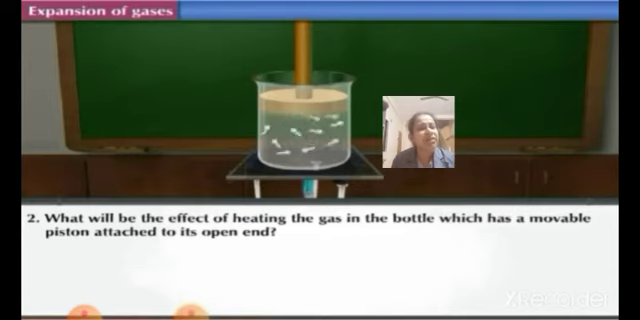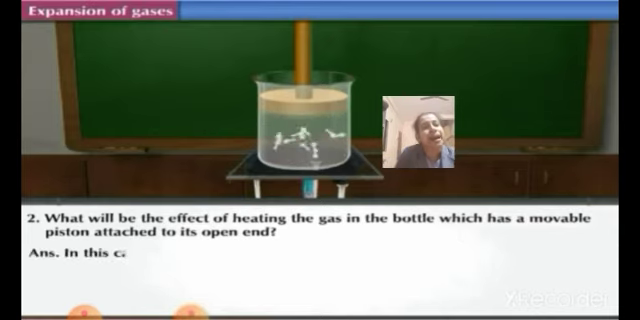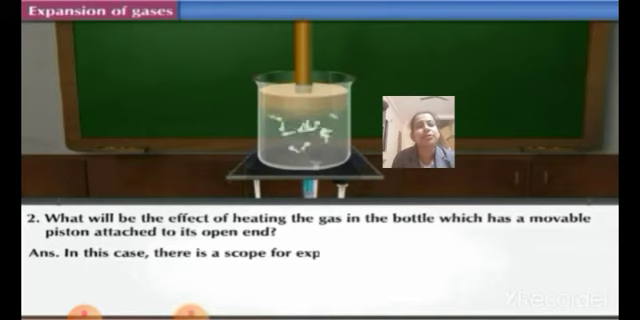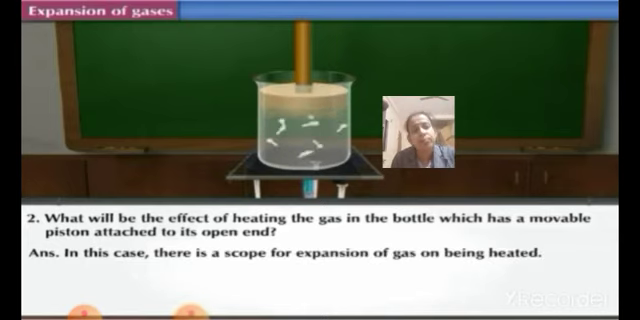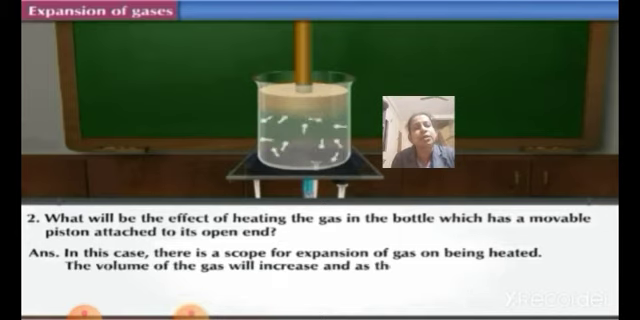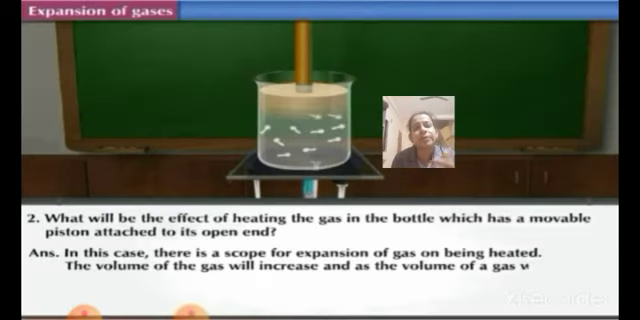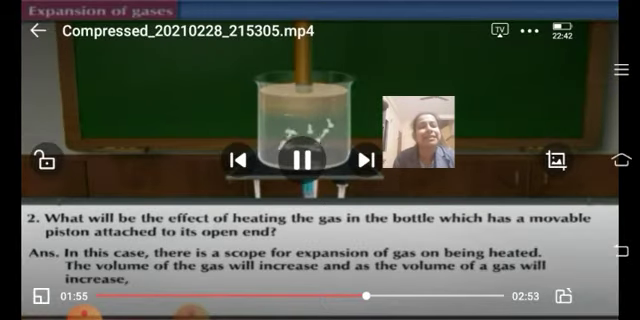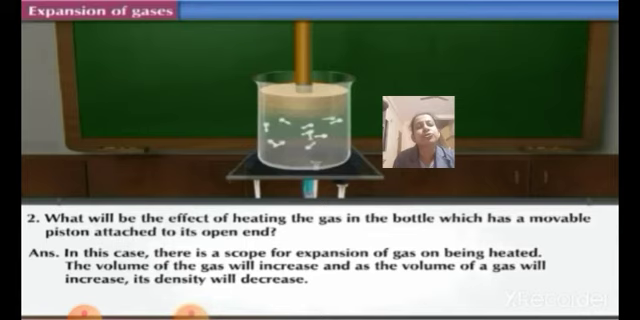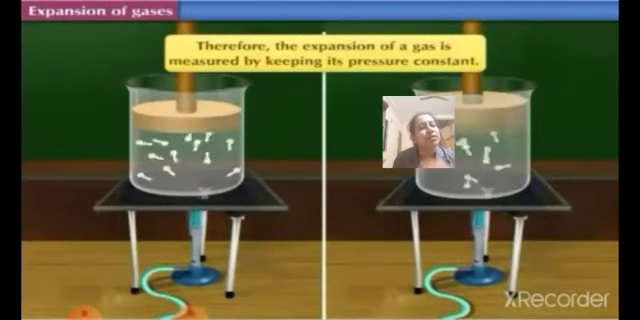Second condition, what will be the effect of heating on the gas in the bottle which has a movable piston attached to the open end? In this case there is a scope for expansion because there is a movable piston. When heat is supplied, volume will start increasing, and the piston may start moving, so the volume starts expanding. The volume of the gas will increase, and as the volume of the gas increases, its density will also change, but the pressure will decrease.